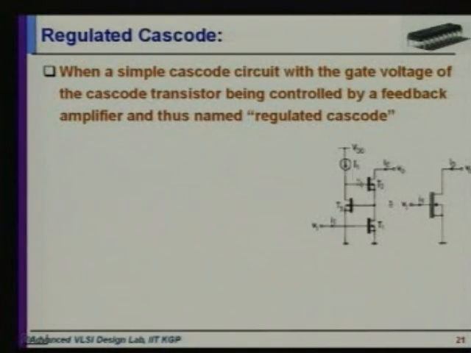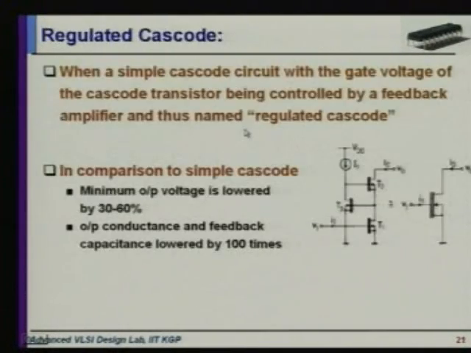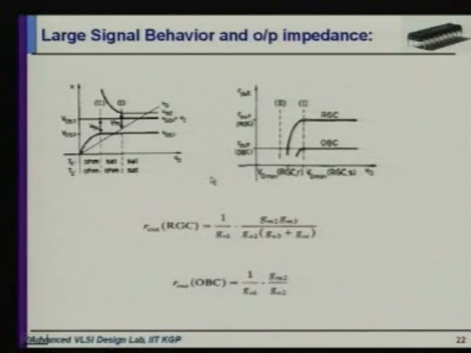This is I1. Whenever there is some perturbation in this particular voltage, due to the lowering or raising of the current I naught, the voltage will decrease or increase. Now let me draw the large signal behavior of the regulated cascode. This is the V naught and this is VG2, that is the gate voltage of the upper MOS.